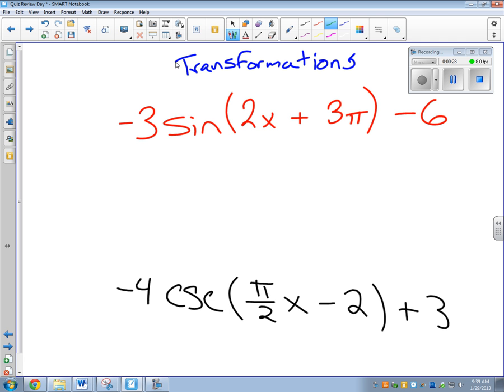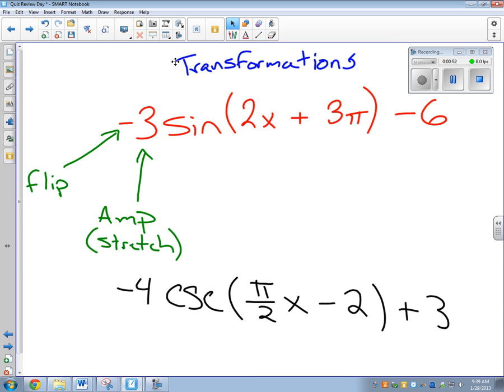So the first thing we see is the negative. Remember what the negative does. It flips my graph. If it's a negative, we do the opposite. So if it were a sine curve here, we would start in the middle, and instead of going up, we would go down. The next thing here is the 3. That is my amplitude. That is the amplitude of my graph. Remember, that's how much you're going to stretch up and down.